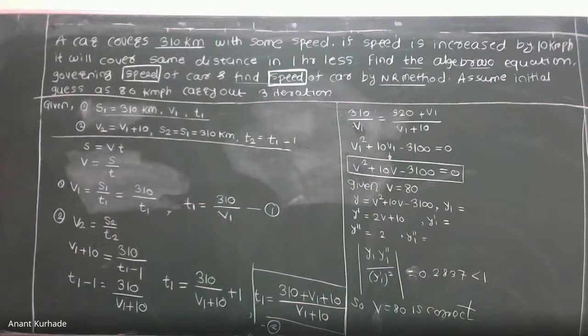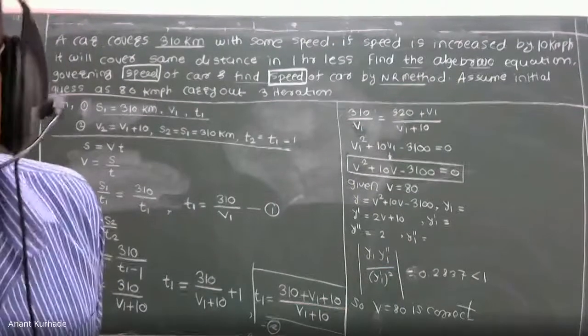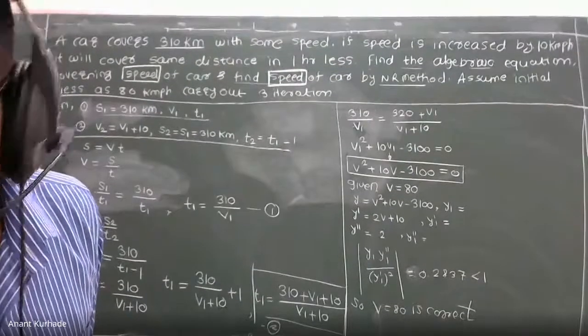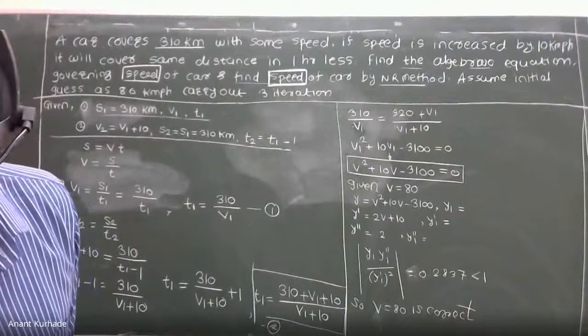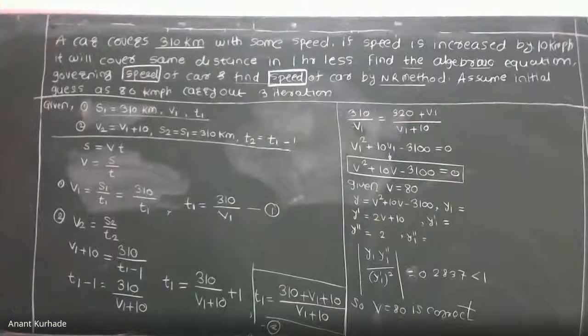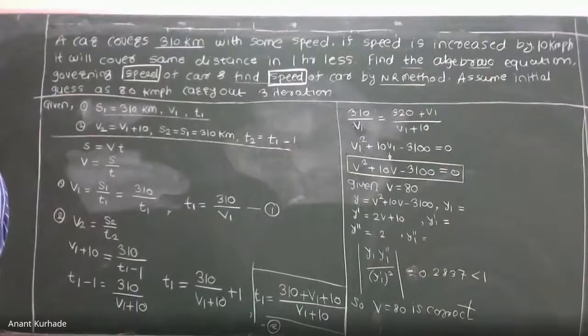What will be the value of v2? Fast. What will be the value of v2? Okay, so one student has replied its value of v is 50.90. Yes, it is correct. 50.90. Okay, that is correct.